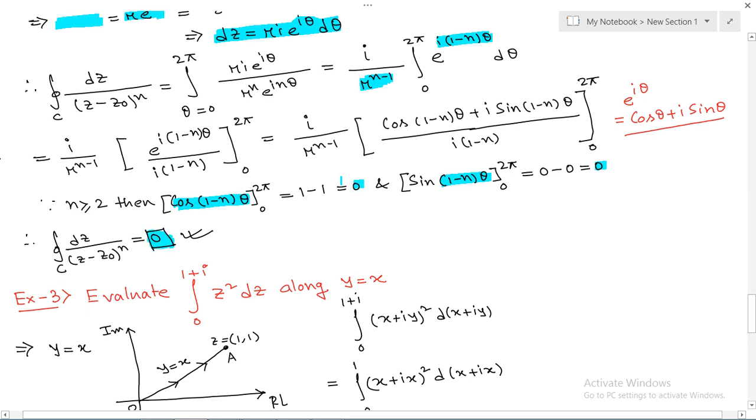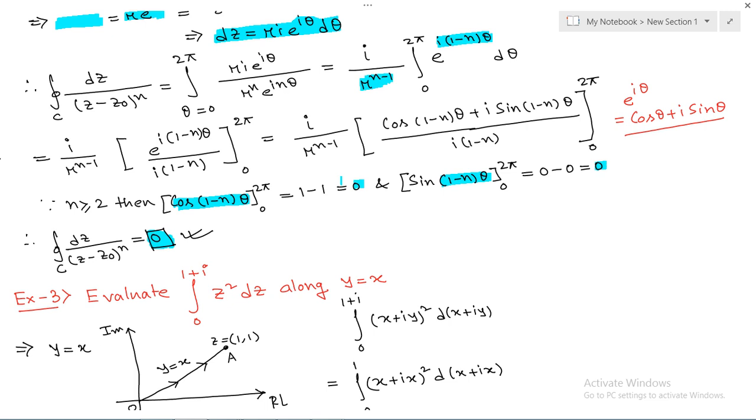So only one change we have made from the previous question: here the denominator is raised to the power n, where n is a positive integer greater than or equal to 2, so the result is going to be 0. But if n equals 1, then the integral of dz upon z minus z0 is going to be 2 pi i, for the same circle, that is mod of z minus z0 equals r. Over the same circle we are doing the integration.